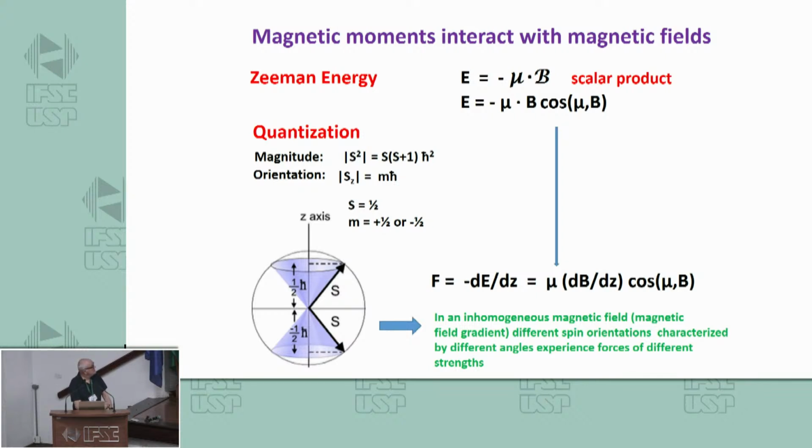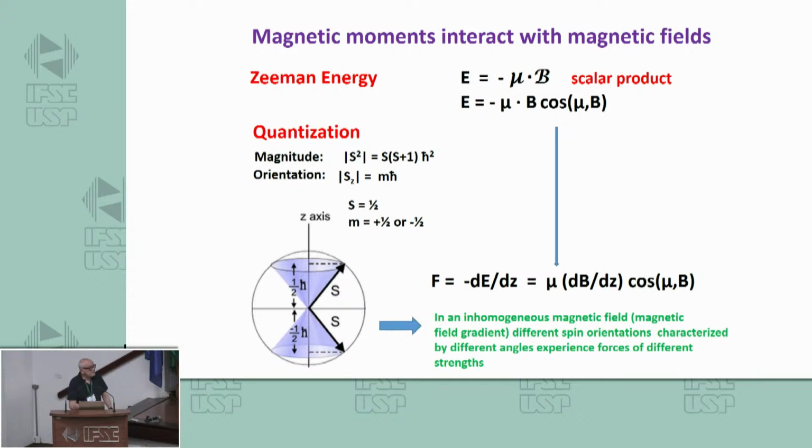So now we need to consider that spin, angular momentum, is a quantum mechanical observable that is subject to quantization. We have a condition of quantization of the magnitude, which is S squared is equal to s times s plus 1 h bar squared. So s here is simply the spin quantum number, it's a scalar.